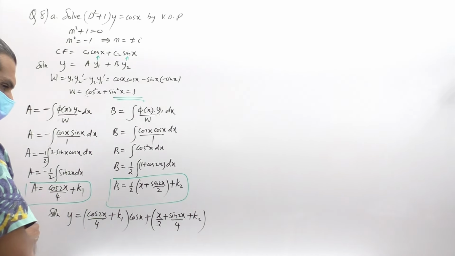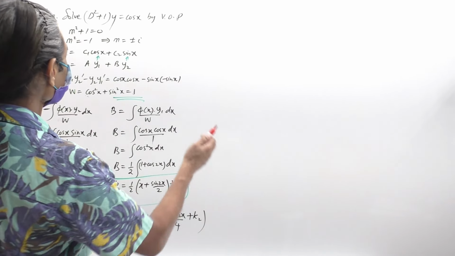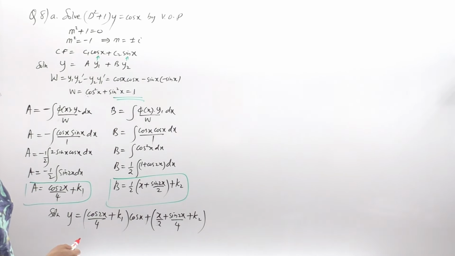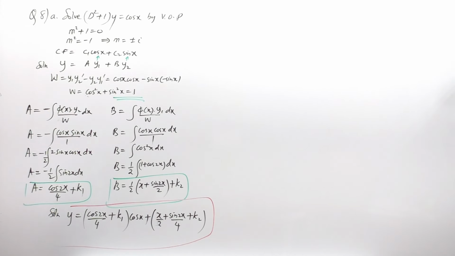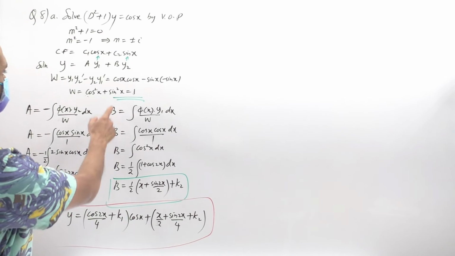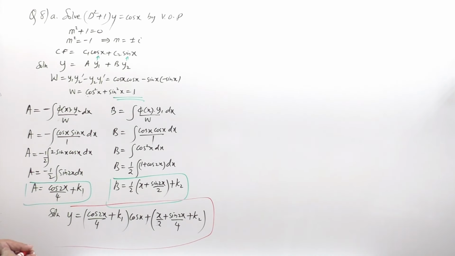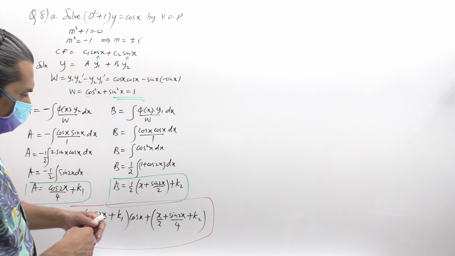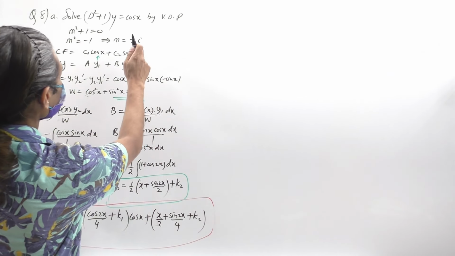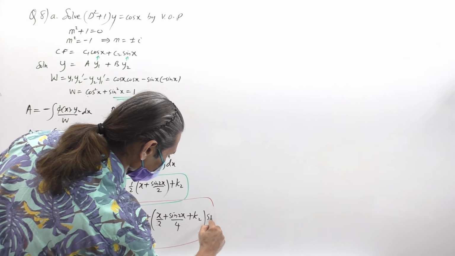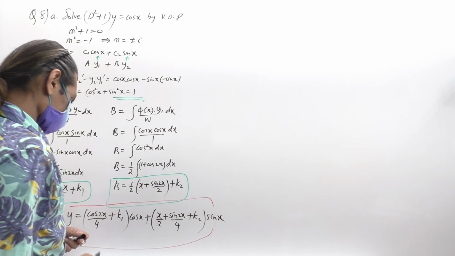That's the solution. Okay. So the solution for (D² plus 1) y is equal to cos x is here. y is equal to (cos 2x)/4 plus k1 into cos x, and my b was b into y2, x/2 plus, I took it inside, plus (sin 2x)/4 into, I forgot one thing, into sin x. That's the solution.